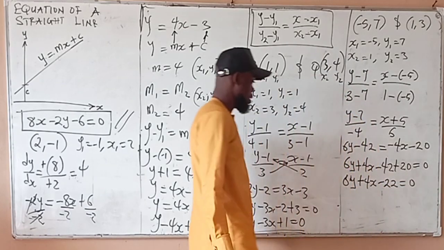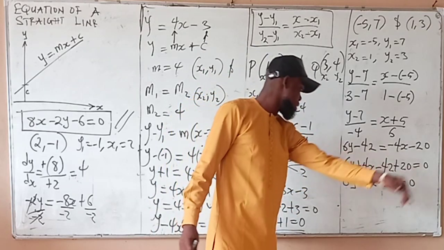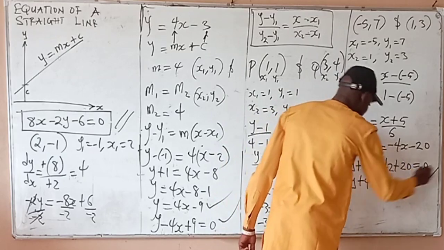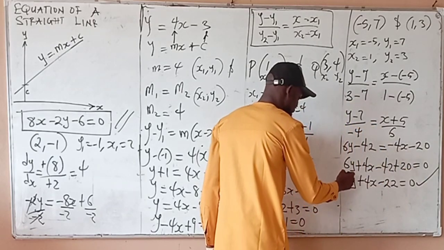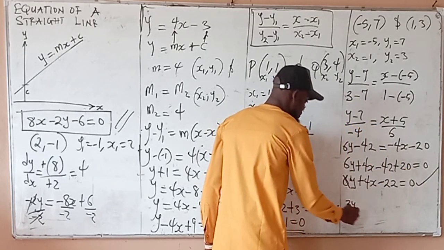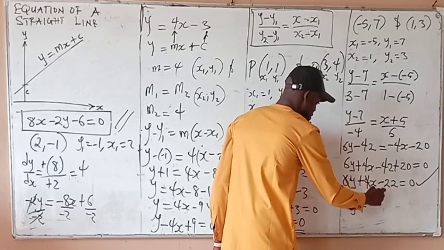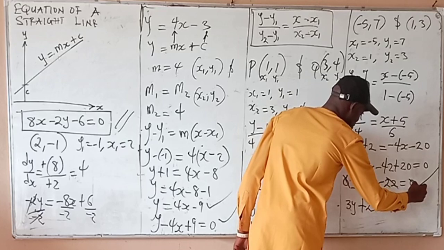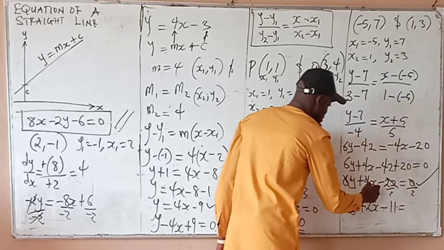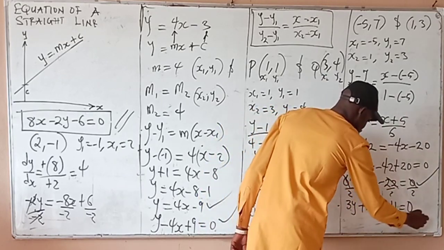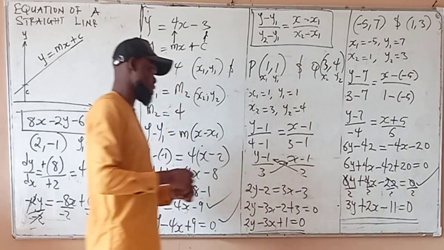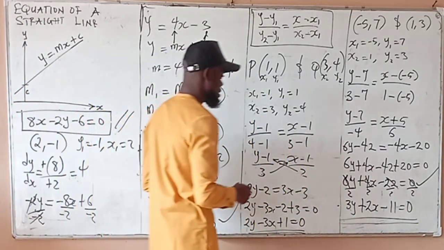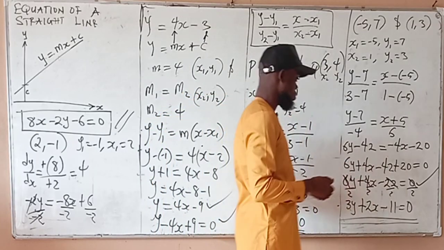It's equal to 0. If something is common between them, 2 is common, so you divide everything by 2. This one can be the equation too, but since something is common, you divide 6y by 2 to get 3y, 4x by 2 to get 2x, and 22 by 2 to get 11. 0 divided by 2 is still 0. So once you have 3y plus 2x minus 11 is equal to 0.